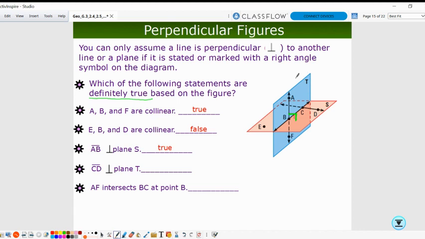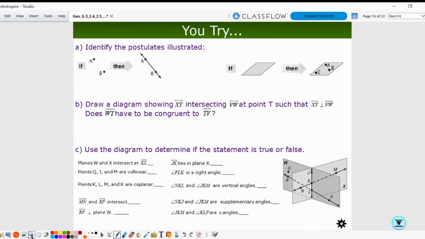Is CD perpendicular to plane T? Do I have a perpendicular marker there? I do not, so that one's false. Does AF intersect BC at point B? That is true. AF definitely intersects BC right at that point B. Pause the video and go ahead and try all of these examples and then unpause to check your answers.